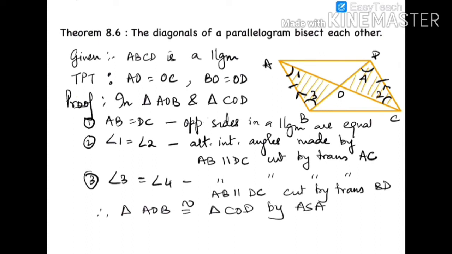And if the triangles are congruent, then their corresponding sides are also equal. So this implies AO is equal to CO and OB is equal to OD. Reason: congruent parts of congruent triangles. And hence we have shown that the diagonals of a parallelogram bisect each other.